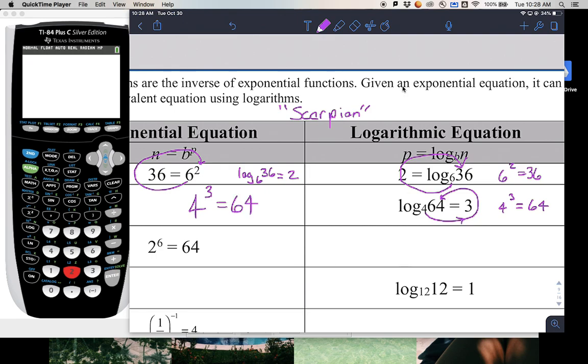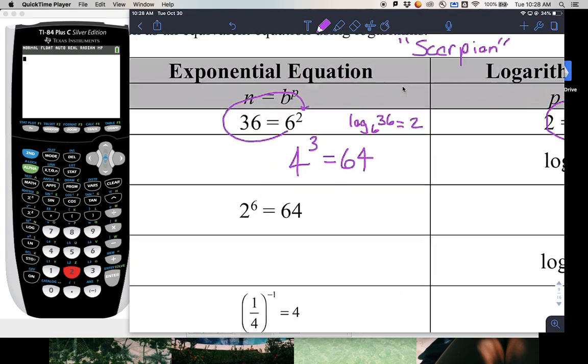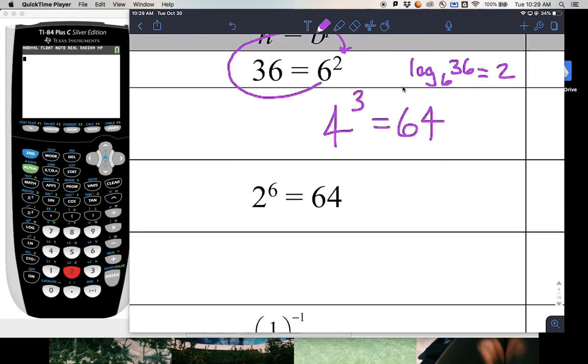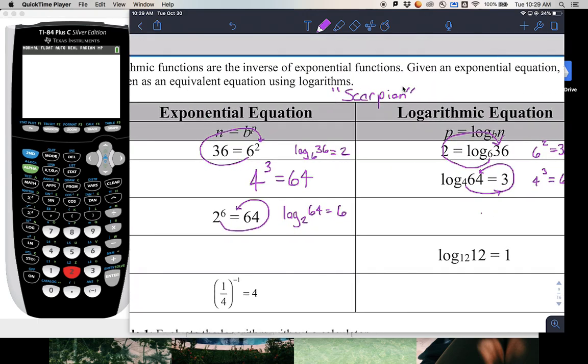All right, let's try one going from exponential to log. So once again, always start with the base. 2 is being raised to something, so that's the base. Go towards the equal sign: 2, 64, and then 6 right there. So we're going to say log base 2 of 64 equals 6. So there you go. I guess we'll write that over here.